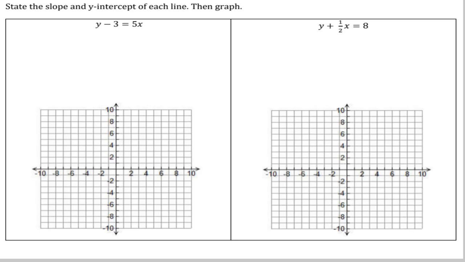First step, is it in y equals form? It is not. So I have to move so that my y is by itself. I'm going to move that 3 to the other side by adding.